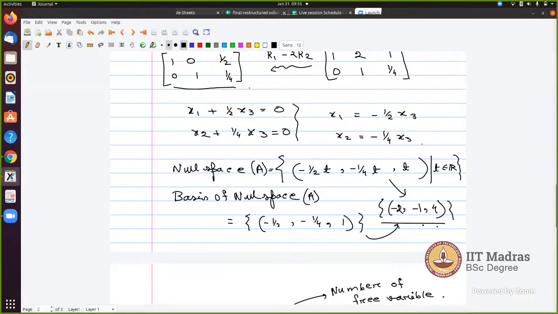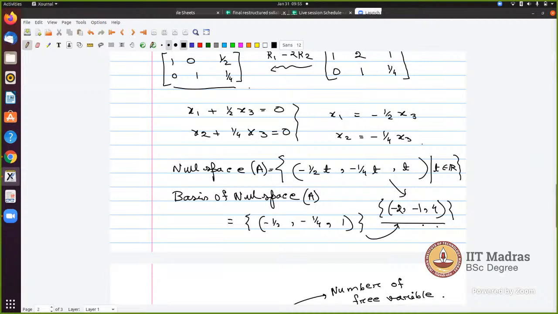In this solution, what we are doing is just putting one independent variable to be 1 and another to be 0. Can we use the same for week 3 and week 4 to find the basis of any? That is the method for finding the basis.